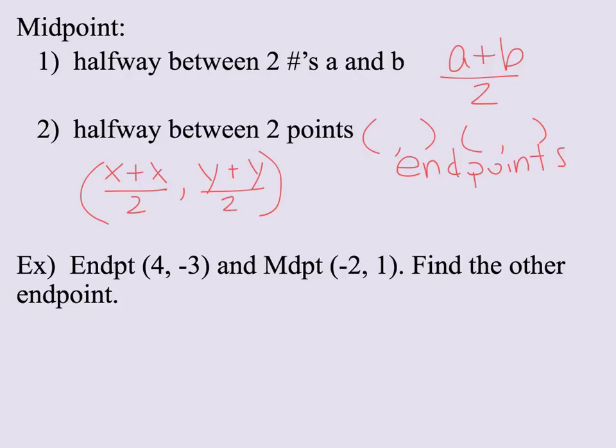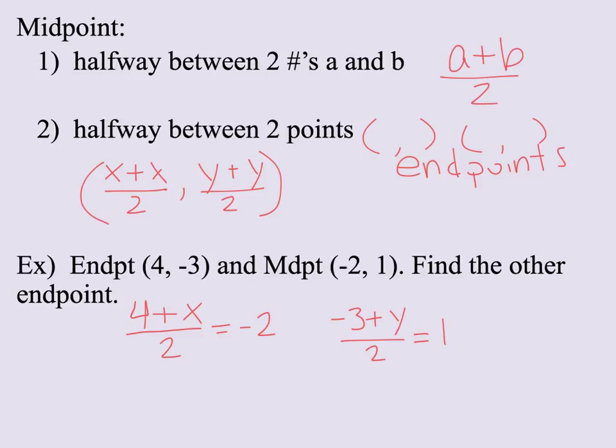So this time, the example is we have one endpoint of a segment, which is (4, -3), and the midpoint is (-2, 1). And we're supposed to be finding the other endpoint. You can use the formula to find the answer. If you want to use the formula, then you would set up 4, the x of one endpoint, plus the x of the other endpoint, which we don't know, divided by 2. That would be equal to -2, and you could solve that. And then we look at the y's. -3 plus y, since I don't know the y of the other endpoint, divided by 2 will equal the y of the midpoint, 1.